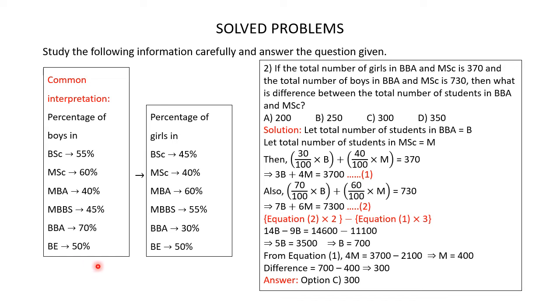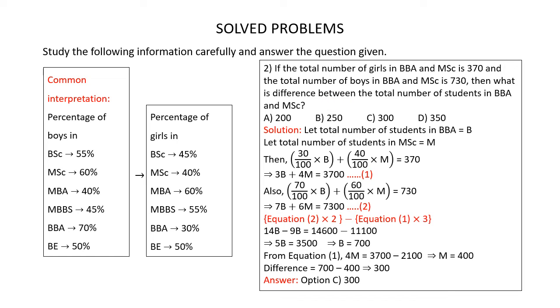Based on the information from this common interpretation of the data from the given radar graph, let's answer the given question. If the total number of girls in BBA and MSc is 370 and the total number of boys in BBA and MSc is 730, then what is the difference between the total number of students in BBA and MSc? Here you are given 4 options and you have to find out which of these options is the correct one. So here you are asked to find the difference between the total number of students in BBA and MSc.